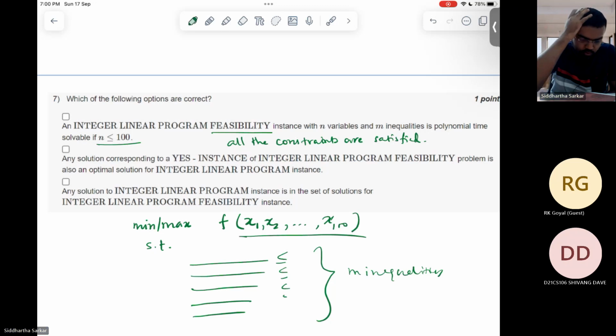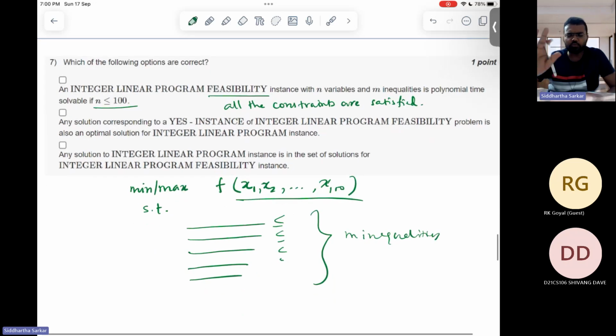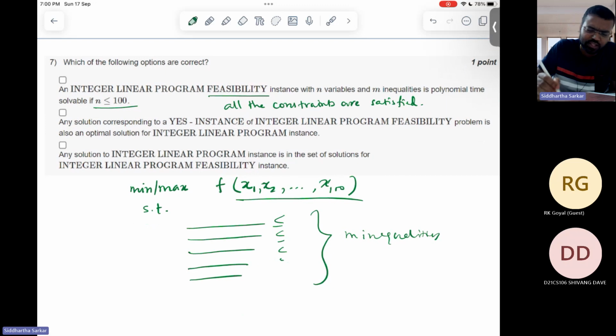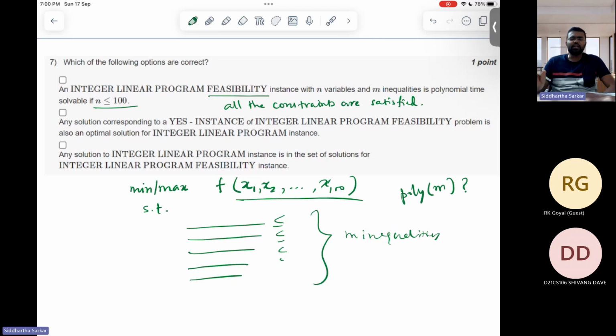Okay. So can we find a feasible solution? That is the question, in polynomial time. So polynomial in n and m. So basically n is constant. So basically we are asking whether there is a poly m algorithm or not. Polynomial in m.